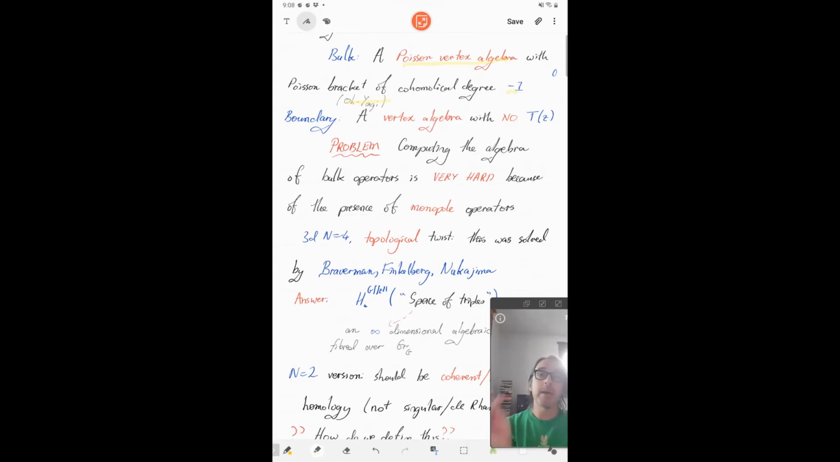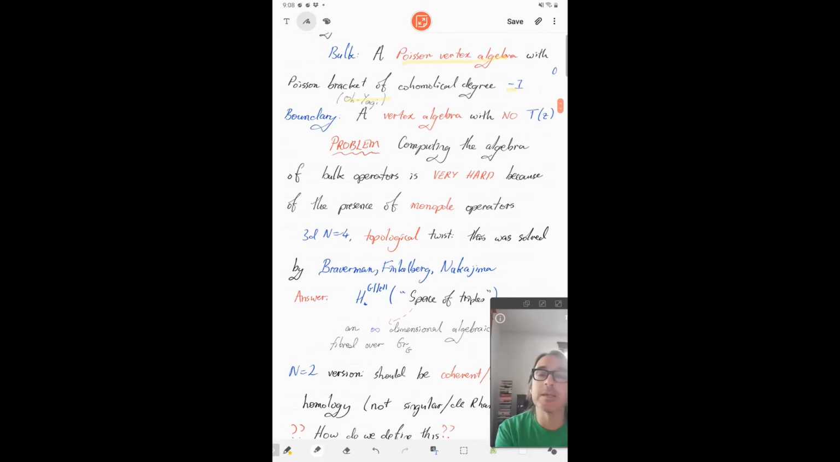Now on the boundary, we simply have a vertex algebra. But it's very important that this vertex algebra does not have a stress tensor. The reason is there's a stress tensor in the bulk. But if I differentiate an operator in the boundary, that's not realized by a contour integral around that operator. It's realized by an integral around a hemisphere of the bulk stress tensor, or rather the descendant of the bulk stress tensor. So these vertex algebras are very, very different from the ones we're most familiar with, like rational conformal field theory.